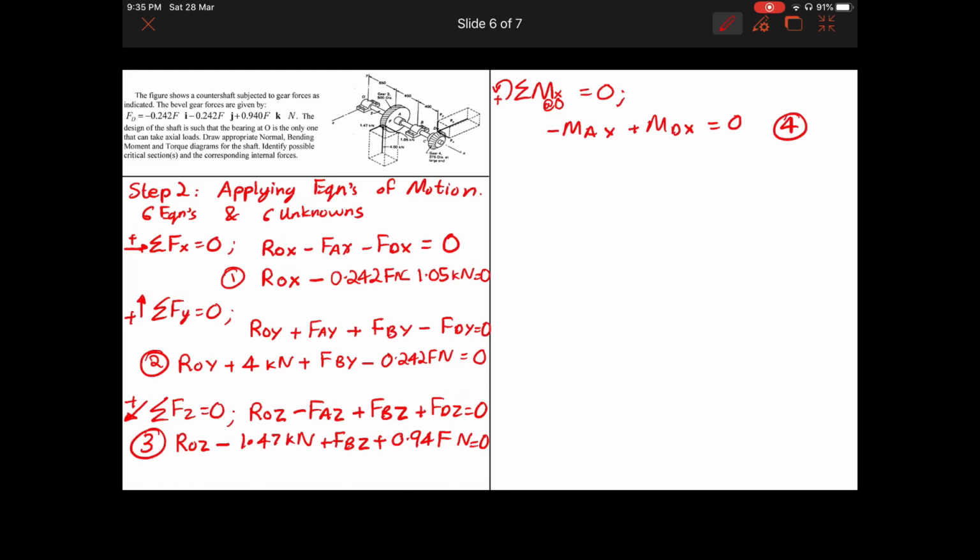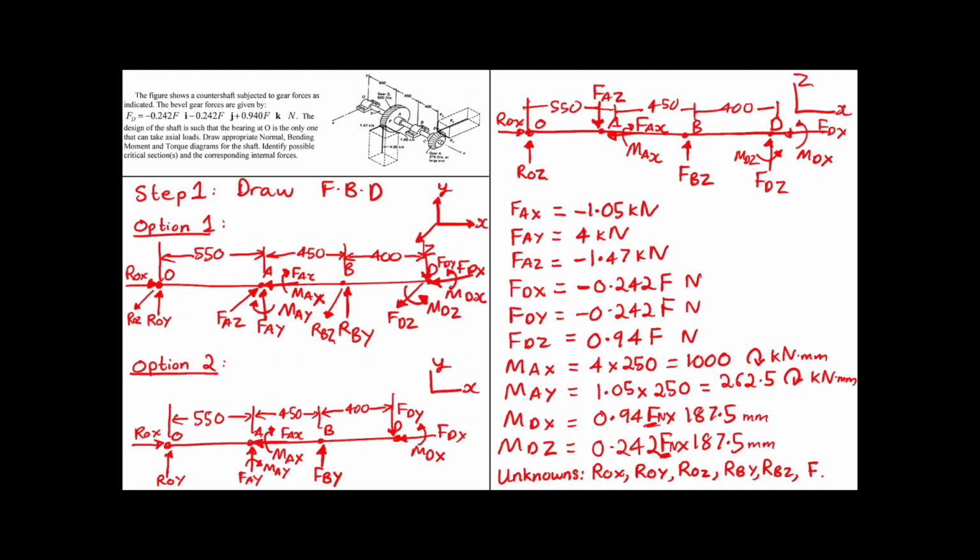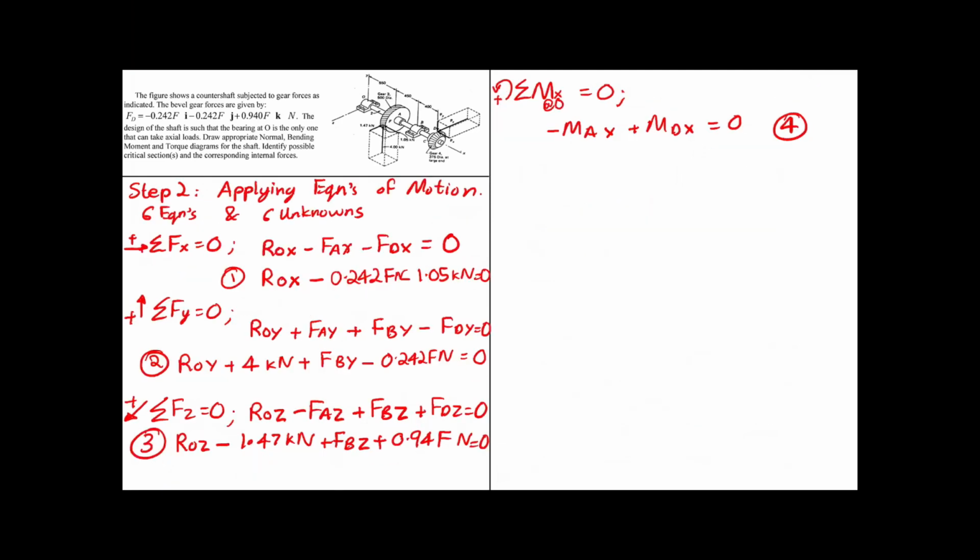And we already know the value of MAX. We found it as 1000. We know MDX is 0.94 times 187.5 times F. So we can determine what F is using equation 4. So we will leave it for now. We will go back and solve all these equations. But let's continue with the moment along the y-axis at O, counterclockwise positive, equal to 0.